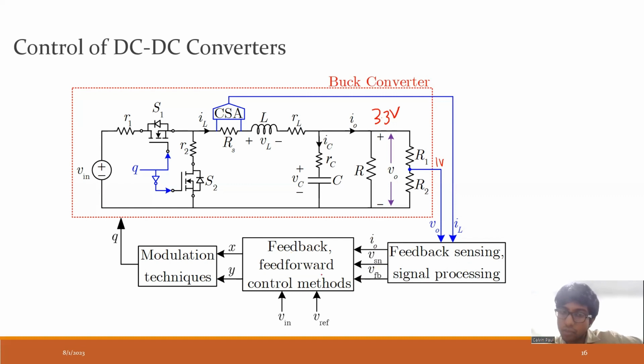Okay, and the controller will implement some feedback or feed-forward control techniques, and it will generate some reference values, which are translated via modulation techniques to generate the gate signal Q. So from output voltage and inductor current sensing, it is translated into an effective gate signal, which turns on and off these switches such that the buck converter performs our specific requirement. All right. Now we will proceed further.